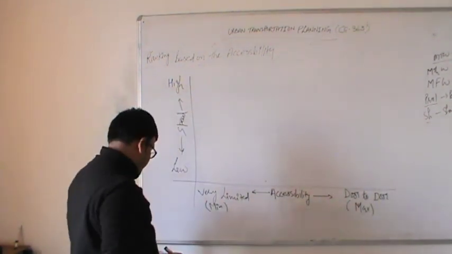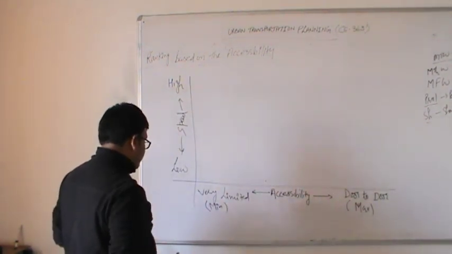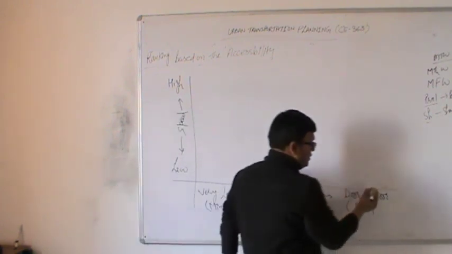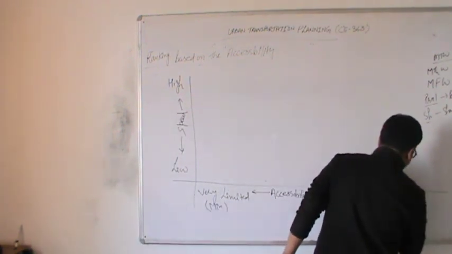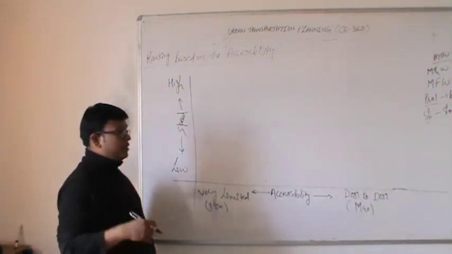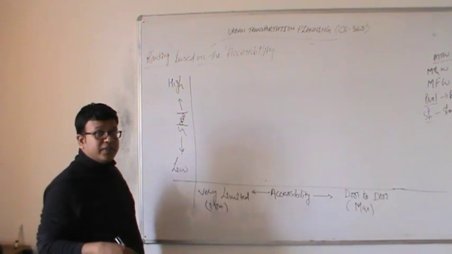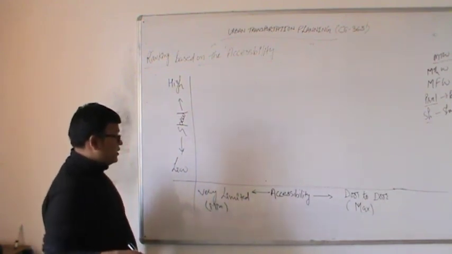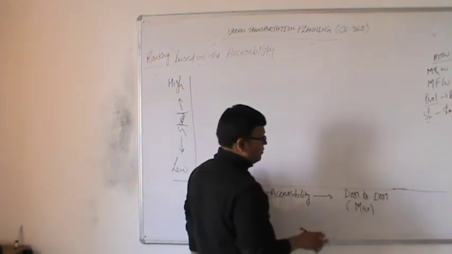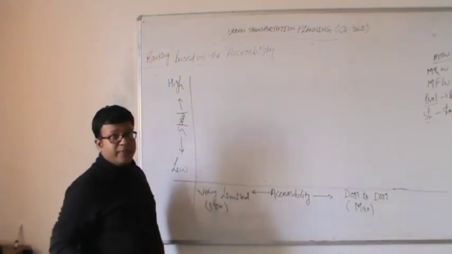We will start in terms of accessibility. We have already listed the typical modes of transport. We started from the foot and the bicycle. These were the two non-motorized modes of transport. If we see the accessibility, the foot will be better compared to the bicycle, and foot will be maximum.